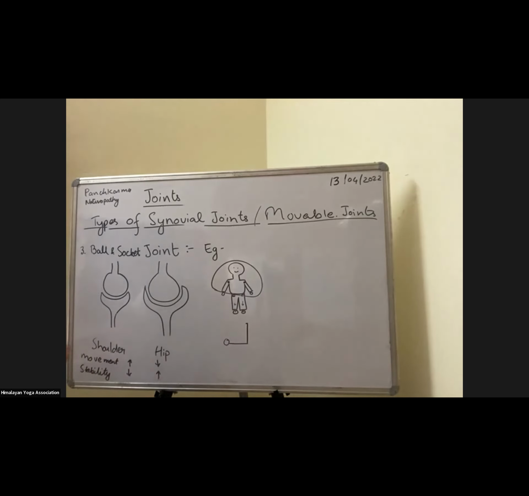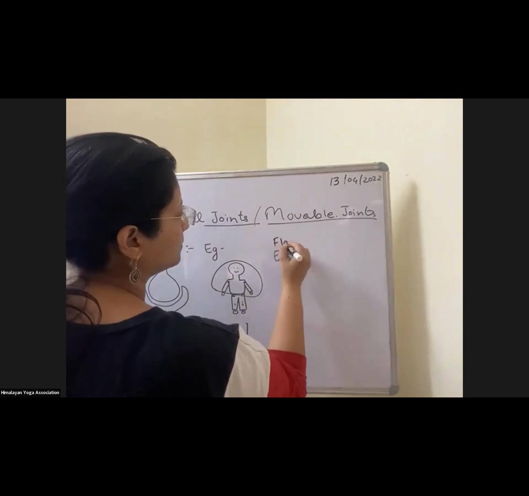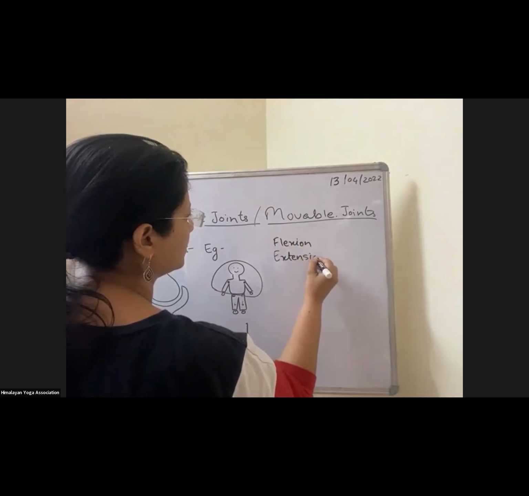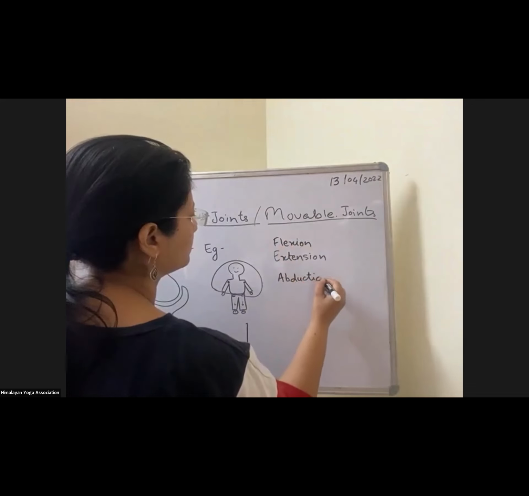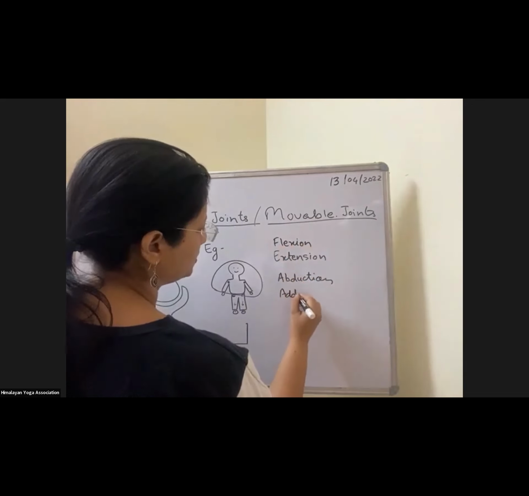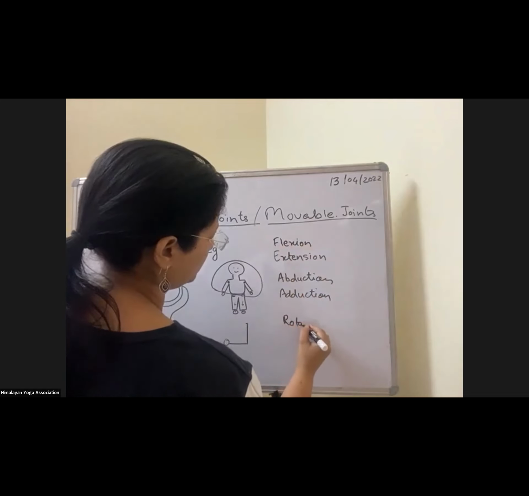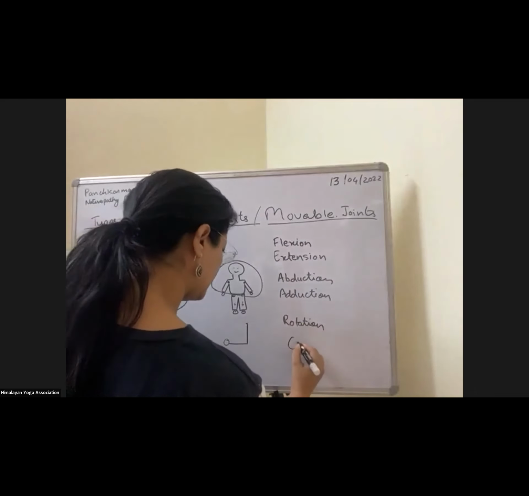So this is the ball and socket joint we are talking about. In ball and socket, what all movements do we have? We have flexion. We have extension. Then we have abduction. We have adduction. We have rotation. And we have circumduction.